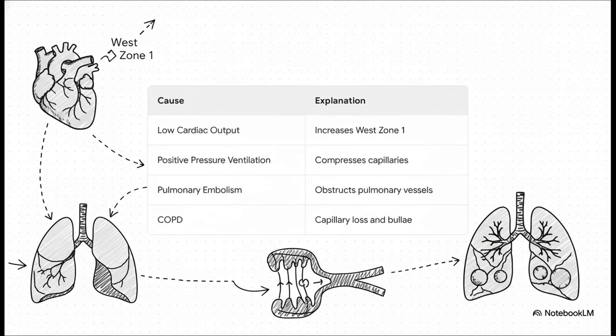And what about the other side of the coin? High VQ, or dead space. A massive PE is the textbook example everyone thinks of, right? Blocked blood flow. But look at the other causes here.